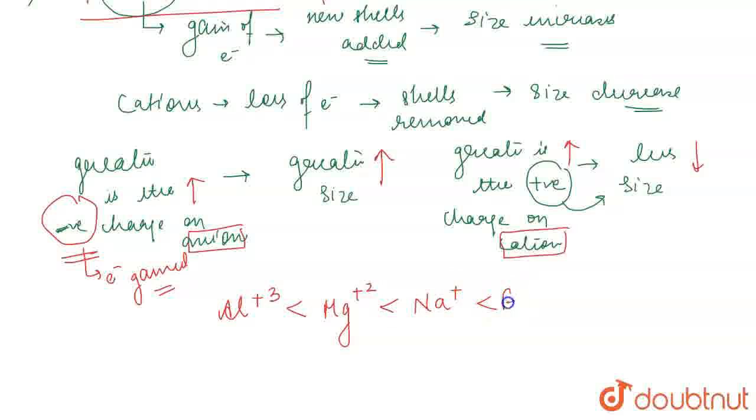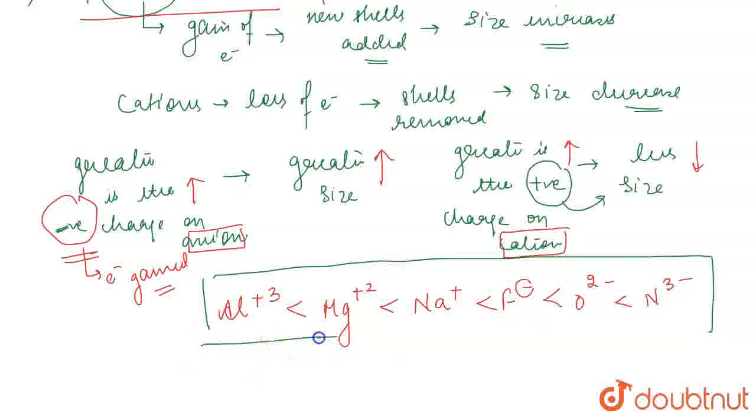Now we will have F negative because amongst F minus, O2 minus and N3 minus, F minus has the least negative charge and hence the least size among the anions. Okay. Then there will be O2 negative and then we will get N3 negative. So this will be the correct order for the increasing order of ionic radii. Okay. So that's all for this question.